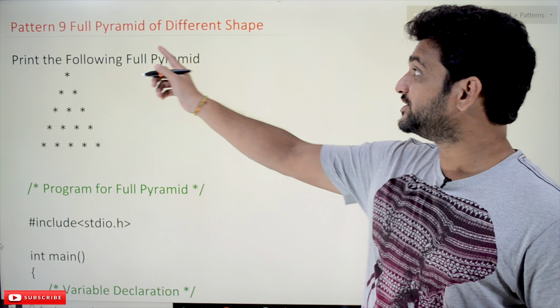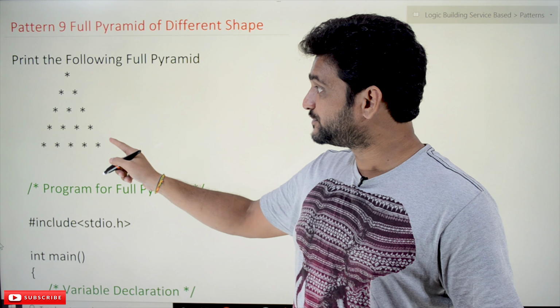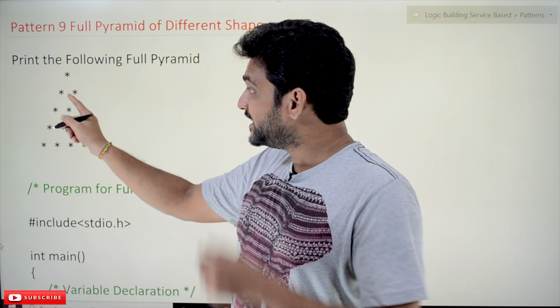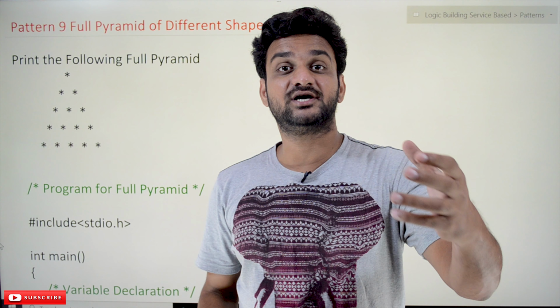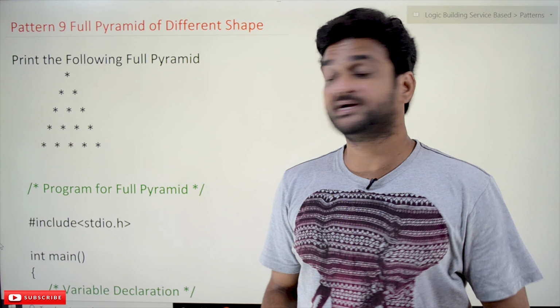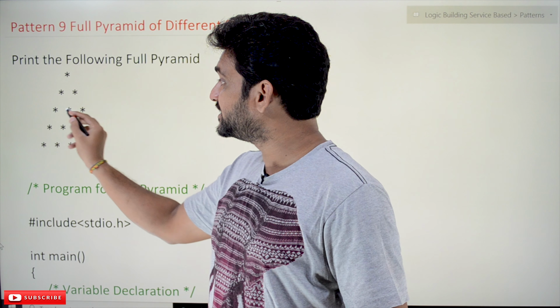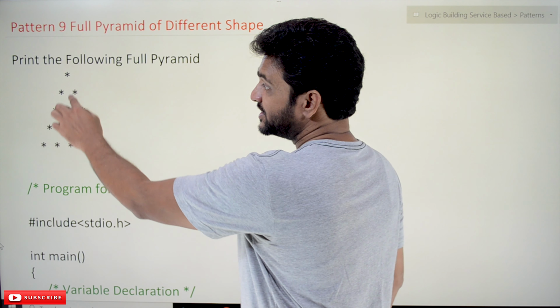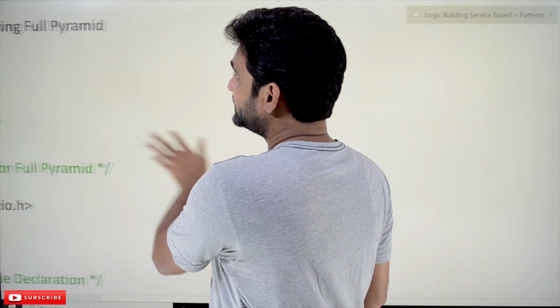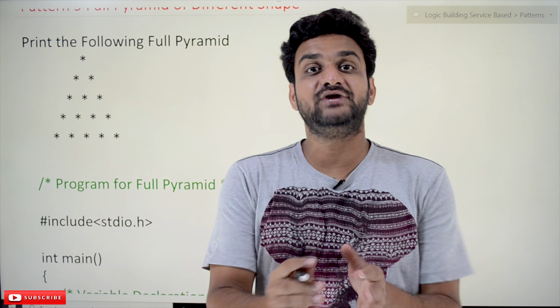I am Vikram. In this class, we'll try to understand full pyramid of different shape. So this is the full pyramid that we would like to understand, and the difference is, in our previous classes, we have covered a different kind of full pyramid where there are no gaps. So here the gaps are provided, an empty space is provided between the stars. But in our previous full pyramid, these empty spaces are filled with stars.